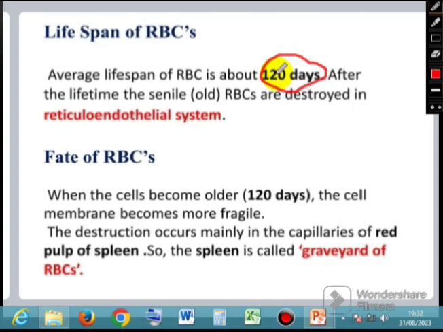And even your blood volume. However, in certain conditions, the lifespan of the red blood cell may reduce to as low as 60 days. Okay? And this can be seen in people or patients that have sickle cell anemia. In some patients, the lifespan of the red blood cell is only 60 days.